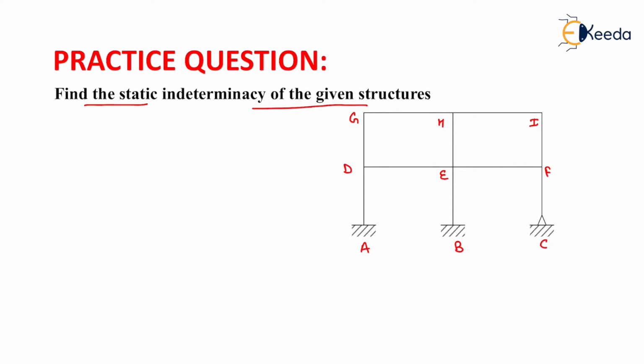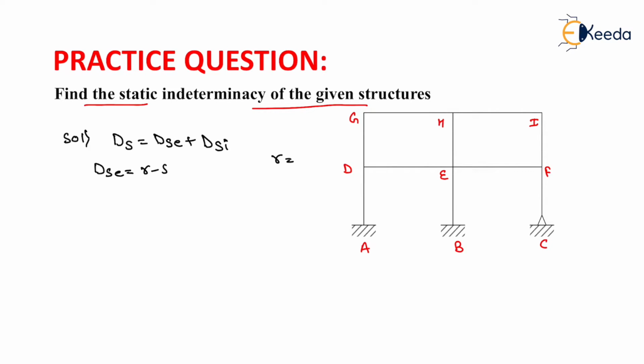Now we need to calculate the total static indeterminacy. The total static indeterminacy will be equal to what? It will be the sum of external static indeterminacy plus internal static indeterminacy. Now for the calculation of external static indeterminacy, the formula is R minus S, where R is the number of support reactions.